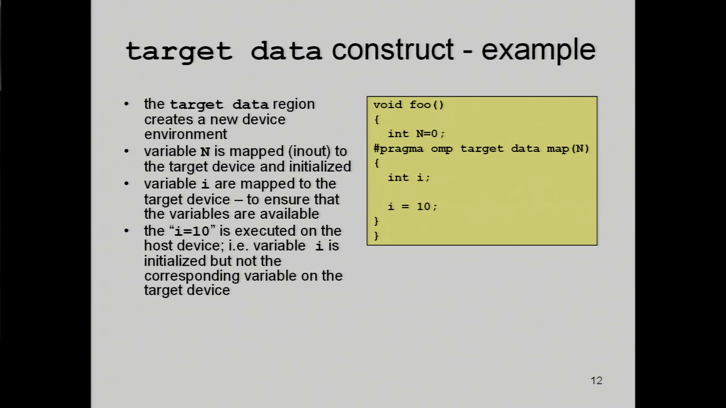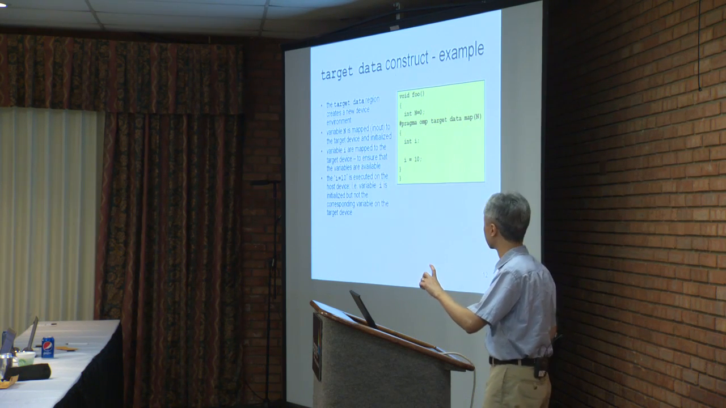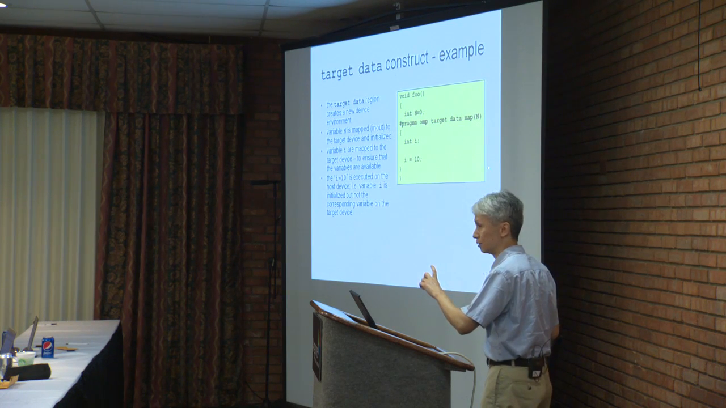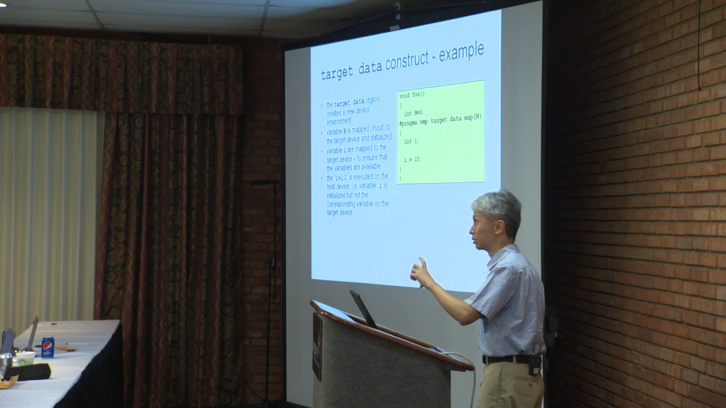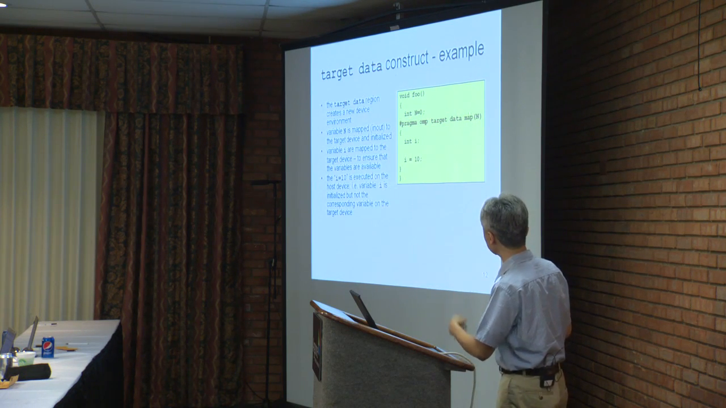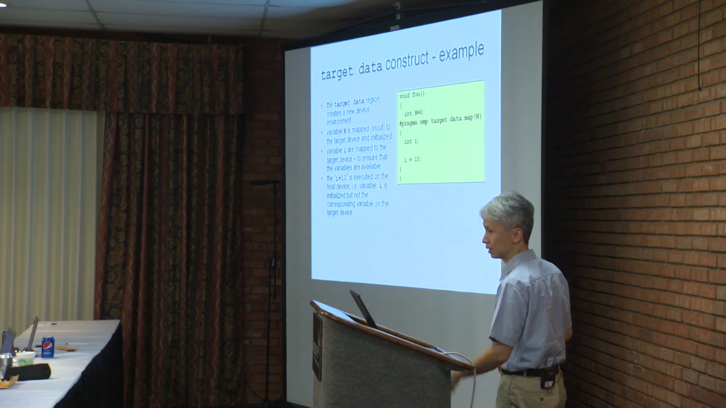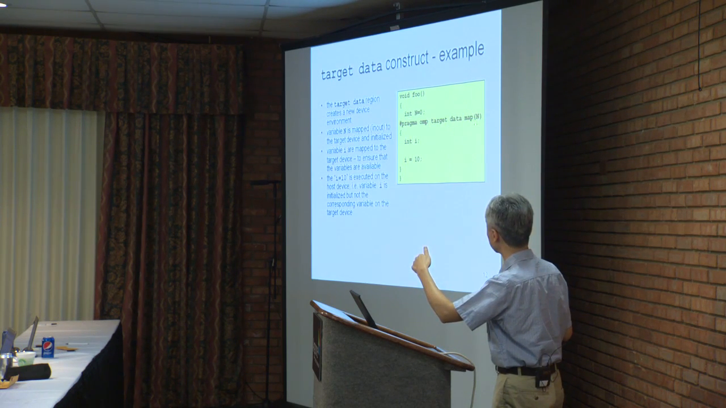Let's start with a very simple example to illustrate the target data construct. This is just a very simple one, and again, it's not doing anything. I map this into the target region. What this line tells us is that I want to create a data environment on the target device, and I want to map this n variable to the device. That means I make sure that this n variable is available when I use it on the device. Looking up the rule, by default the map type is just tofrom. That means at the beginning of the region I will transfer the data from the host to the device, so it is available on the device in the target region.